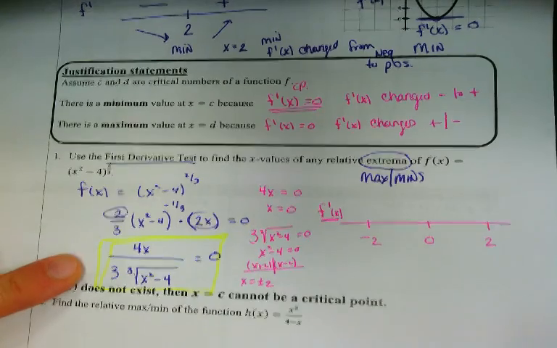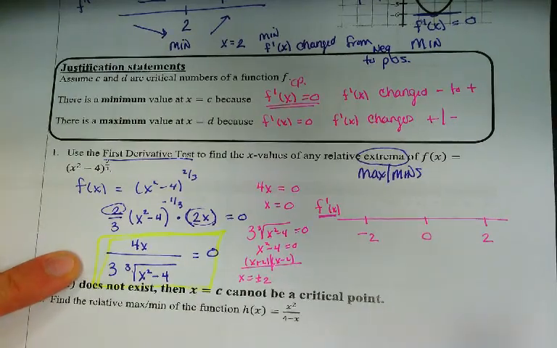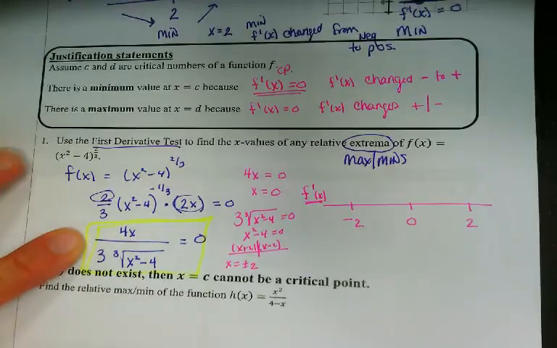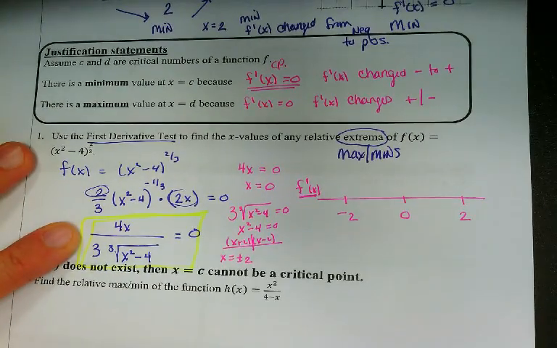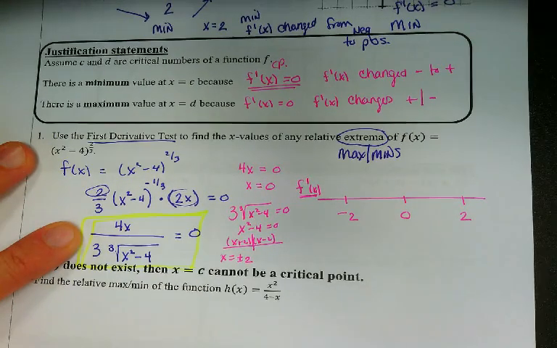Did I screw something up? No, where did you get that 4x equals 0? The numerator. Oh, yeah. Thanks, I just want to ask questions. That wasn't very kind, Luke. Hey, I'm just joking with you.